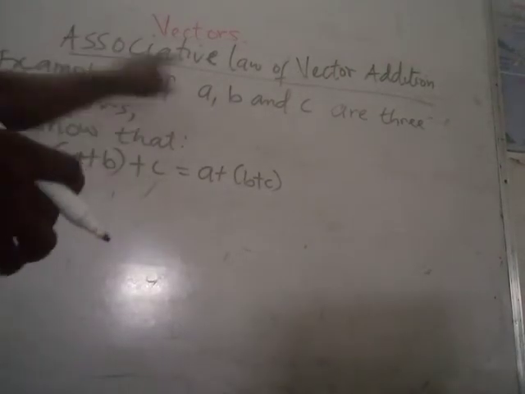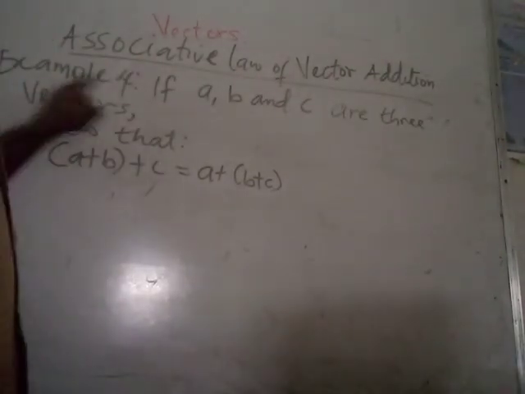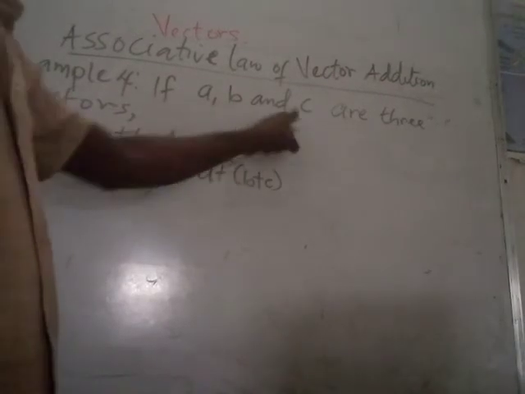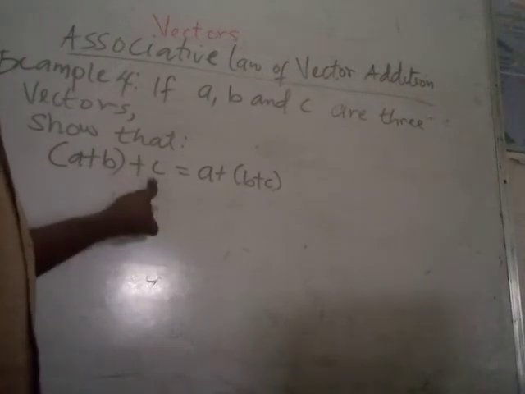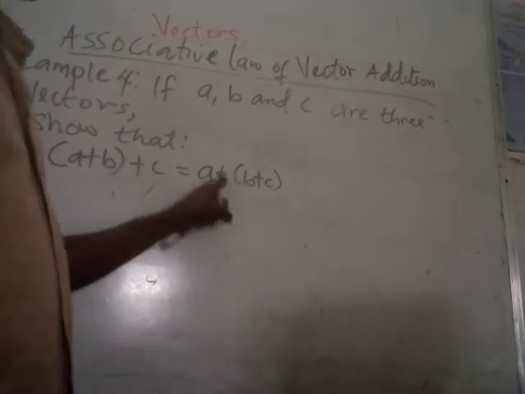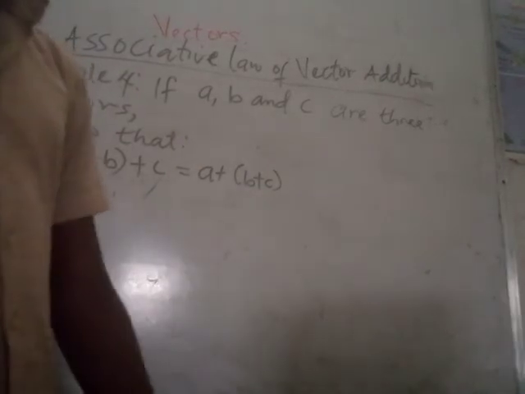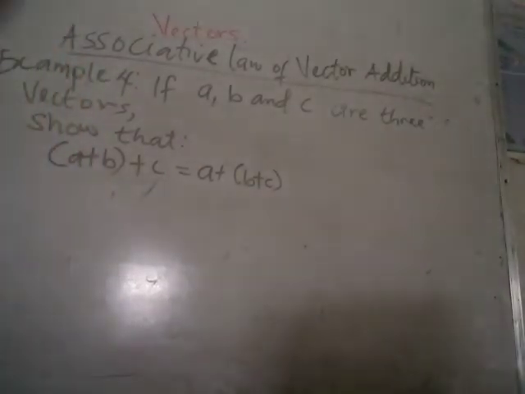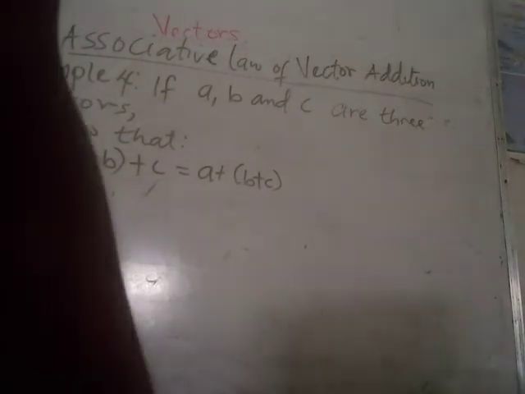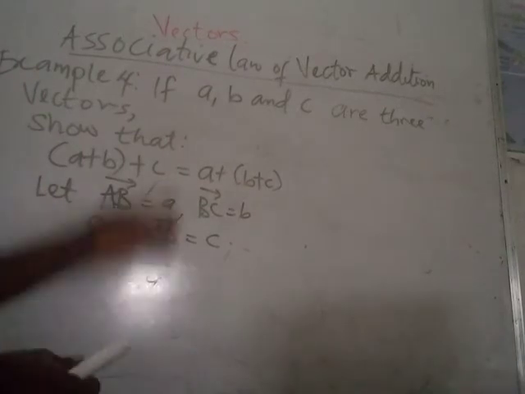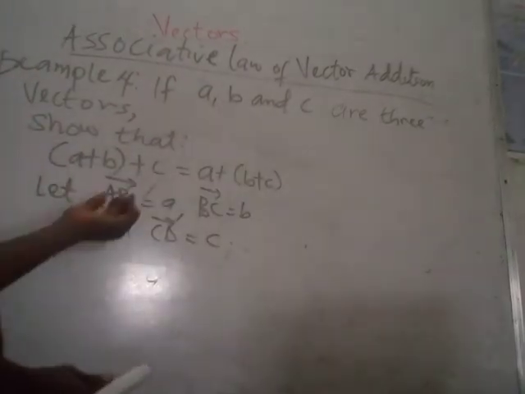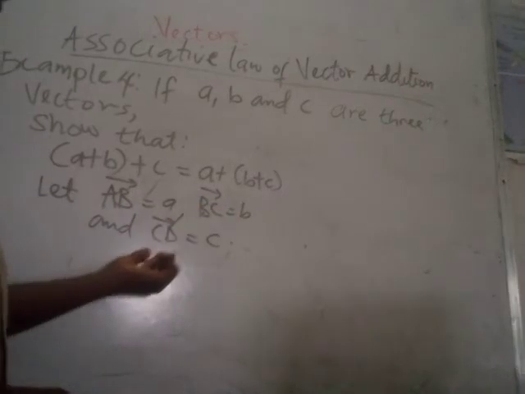So let's look at the associative law of vector addition. Example 4. If A, B, and C are three vectors, show that A plus B plus C is equal to A plus B, plus C. Now let's look at this. Let AB equals A and BC equals B, then CD equals C. So what this means is that I am representing these three vectors with sides AB, BC, and CD.